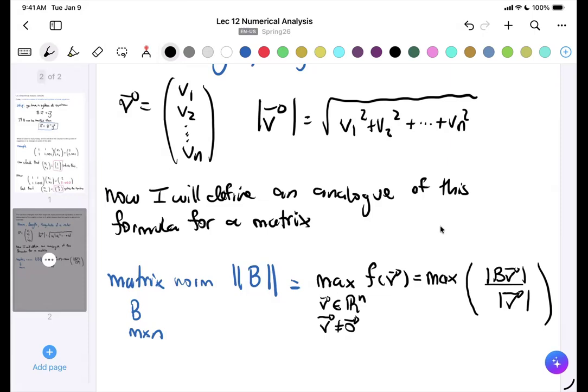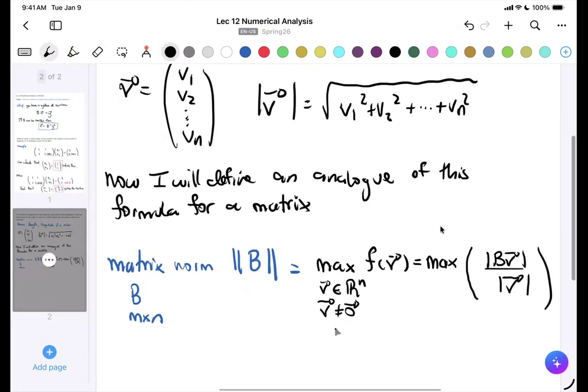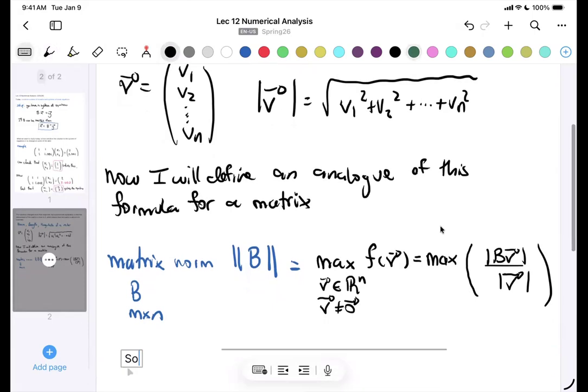You should think about it as the largest possible ratio. It is the maximum ratio possible, because this is a ratio of two numbers. So this is the matrix norm.